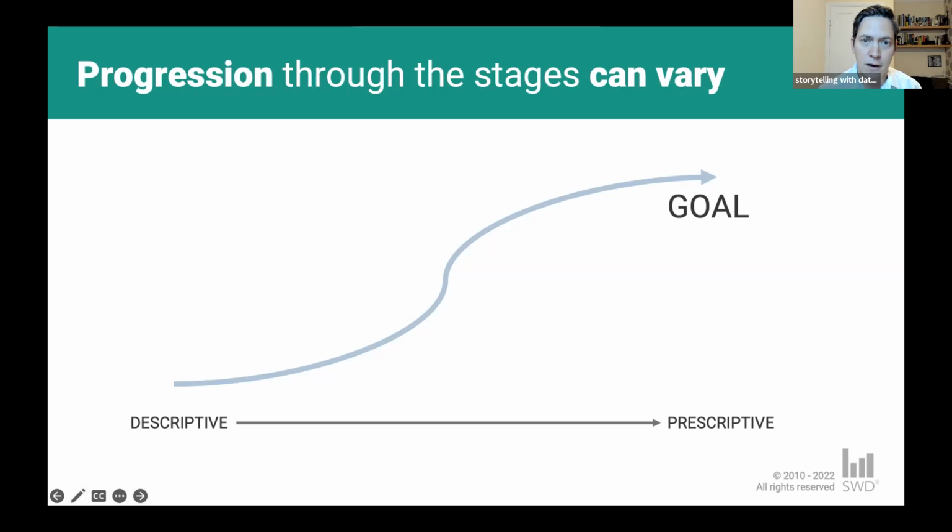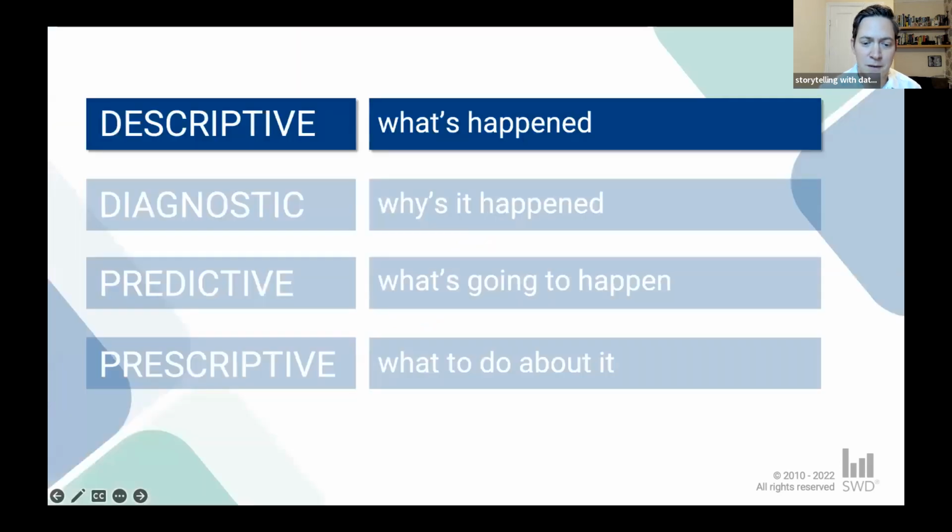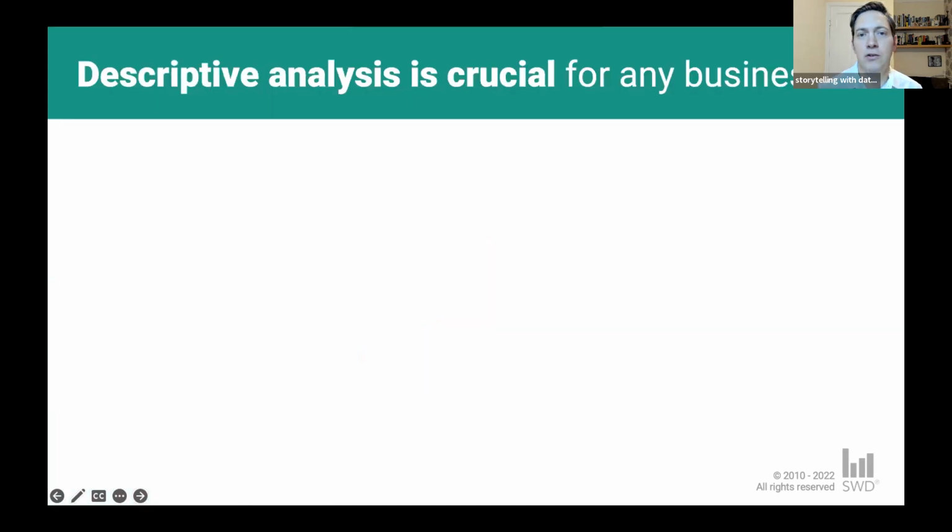So what we're going to do is spend a little bit of time on each of the stages and run through some strategies that might be able to help you with those particular stages. So let's start with the descriptive phase. As I mentioned, that's the what has happened. And this is crucial for any area or any business. Any business needs to know where they have come from and what's happened in their business. So descriptive reporting really is the foundation.